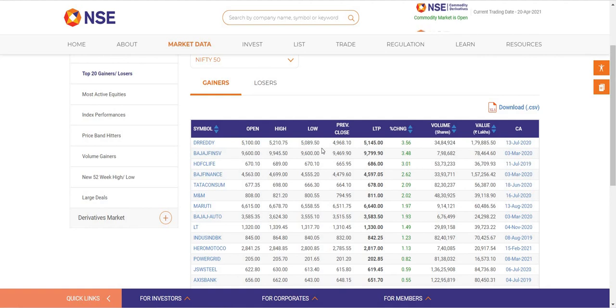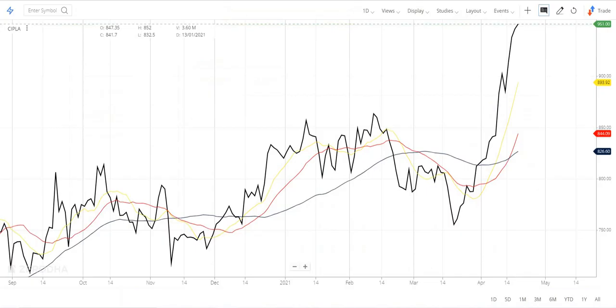And let me take you to the chart of Cipla. So this is the chart of Cipla. As you can see, its middle moving average has crossed the slow moving average, and the fast moving average is above this. So what I am telling you is to be long on Cipla.